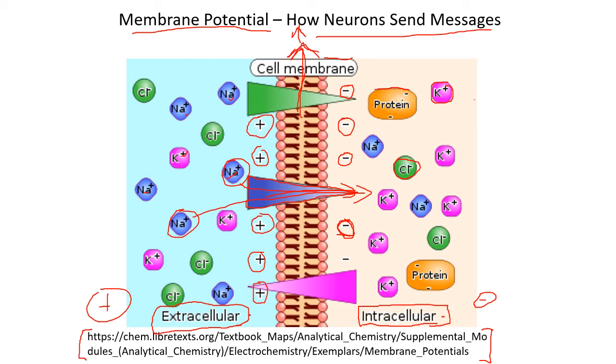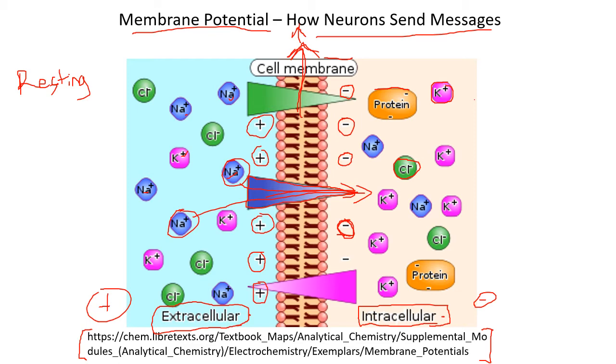So what this leaves us is basically two types of membrane potentials. There's the resting membrane potential, which is what we are basically starting with. So, resting membrane potential: all the channels are closed, and we have that more negative on the inside.